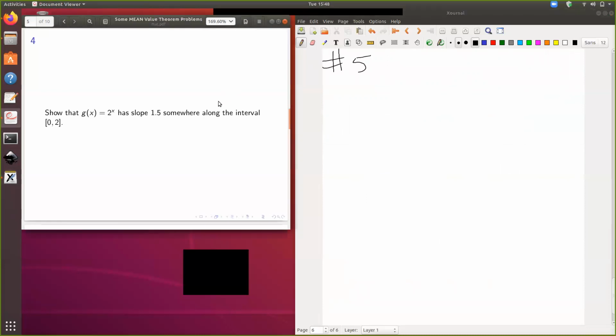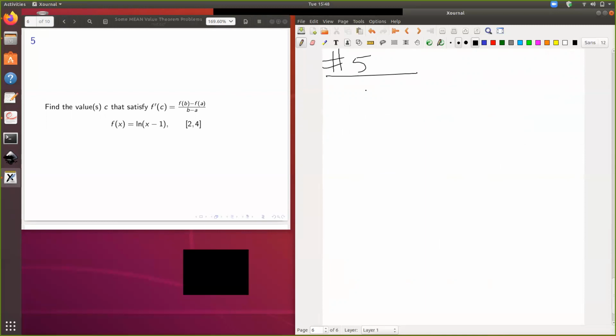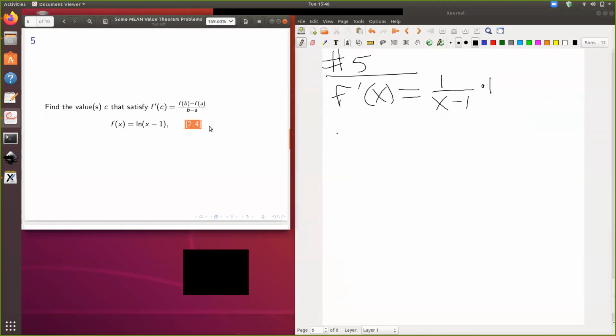Number 5. All right, same deal as number 2 and 3. So let's take our derivative. F prime of x here is 1 over x minus 1 times the derivative of the inside part, times 1. I know that's pedantic, but it's always good to keep it in mind. Now, it's also important to keep in mind that ln of x minus 1 is continuous on 2 to 4. Make sure you pay close attention to those domains there.